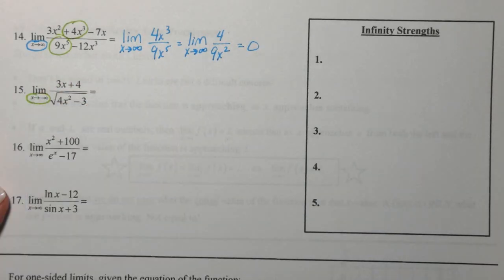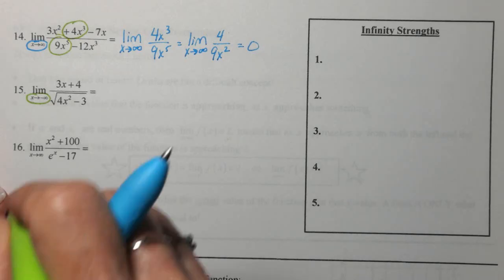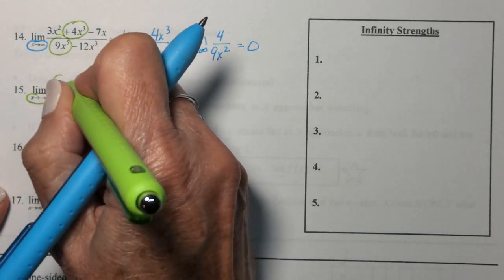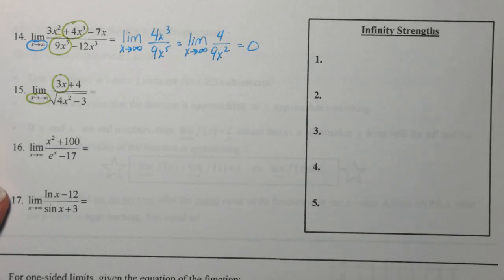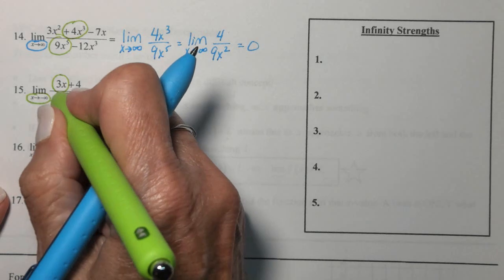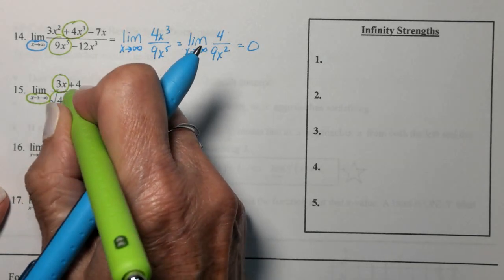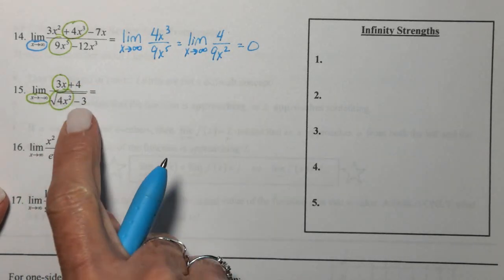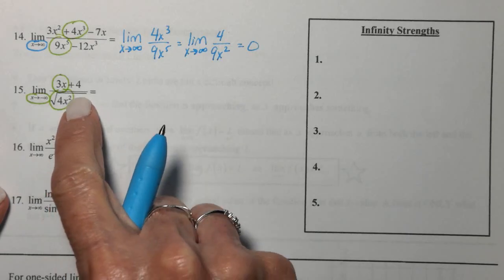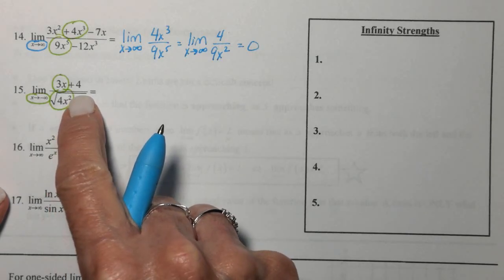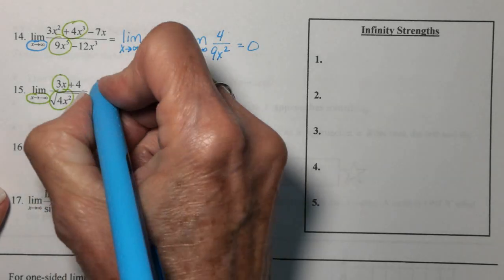This one's going to negative infinity. So I find the highest powered term on top and the highest powered term on the bottom. What's the highest powered term on the bottom? Not 4x squared, the square root of 4x squared. In other words, I'm only ignoring that minus 3. I'm not ignoring the square root. That's part of the function.